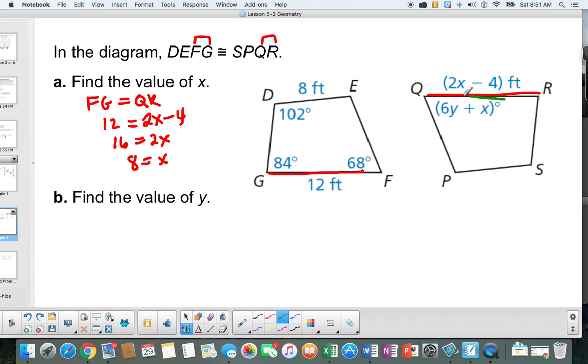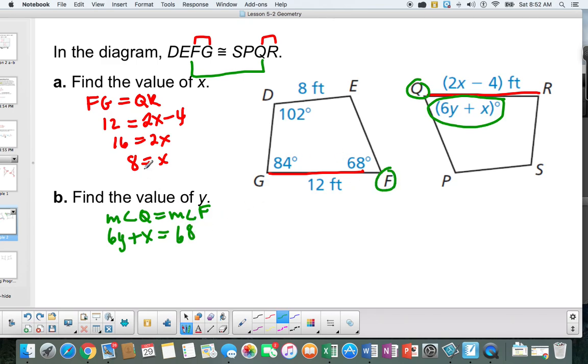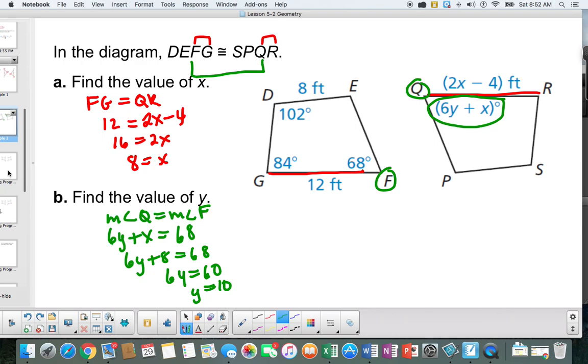Now I'm being asked to find y. Now y is occurring right here, and it is an angle, Q. And angle Q has to go with angle F. So the measure of angle Q has to equal the measure of angle F. And Q is 6y plus x, and F is right here, which is 68. Now remember, we just finished finding what x is, so I can go ahead and put 8 in here, which will help me find y. So 6y is 60, and therefore y is equal to 10. So the correspondence is what helps drive what sides and what angles are congruent to each other.